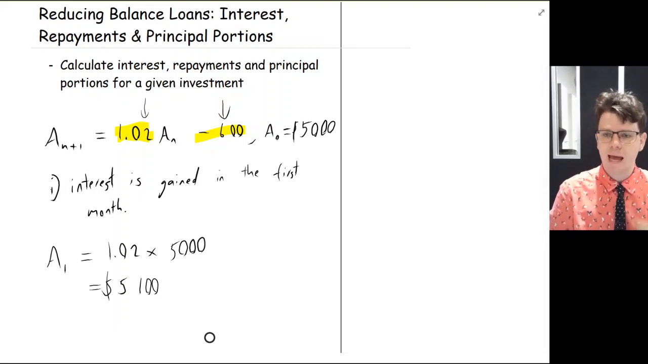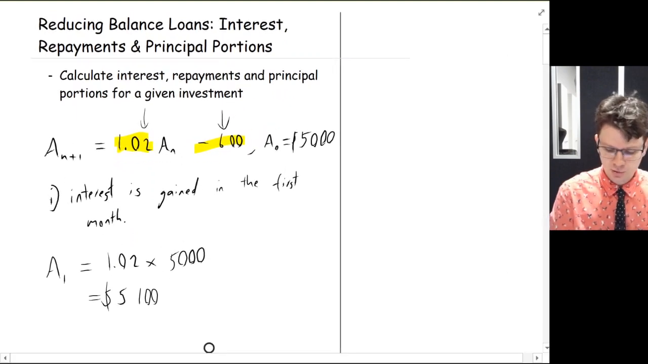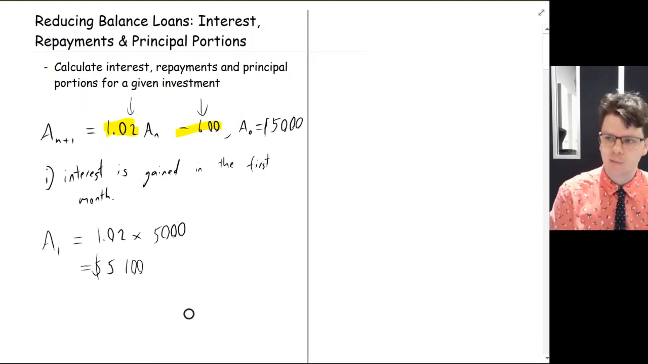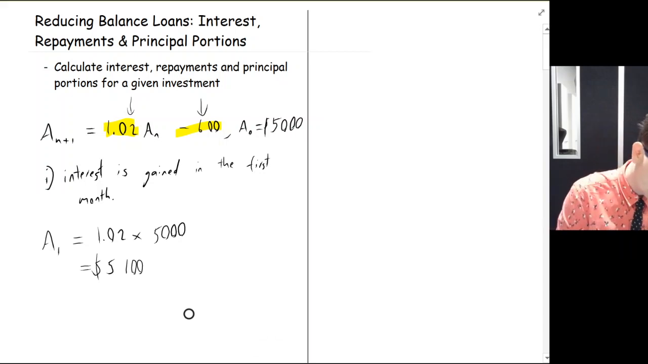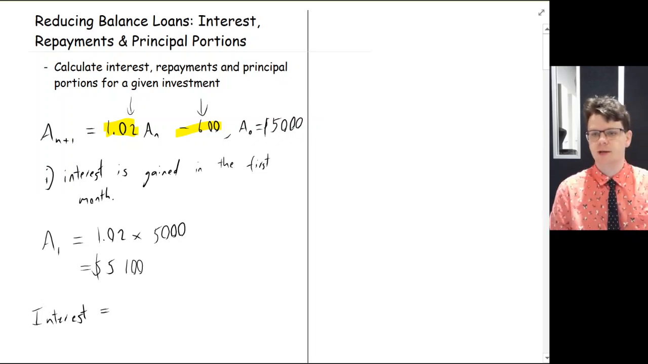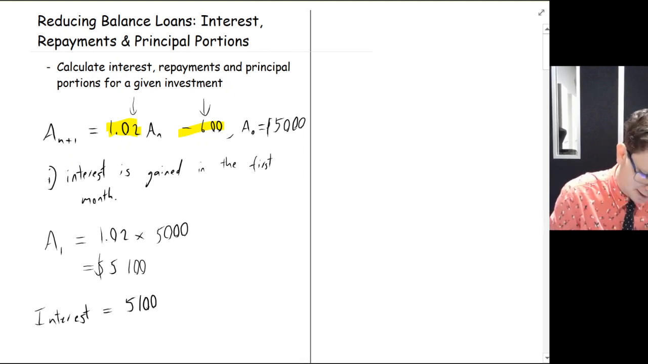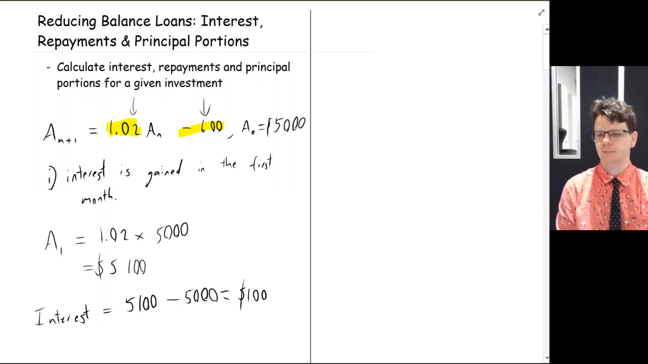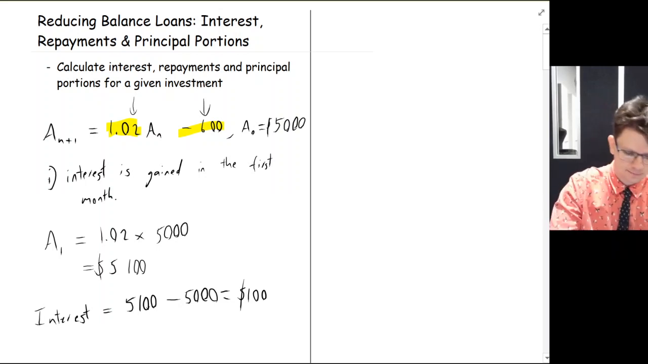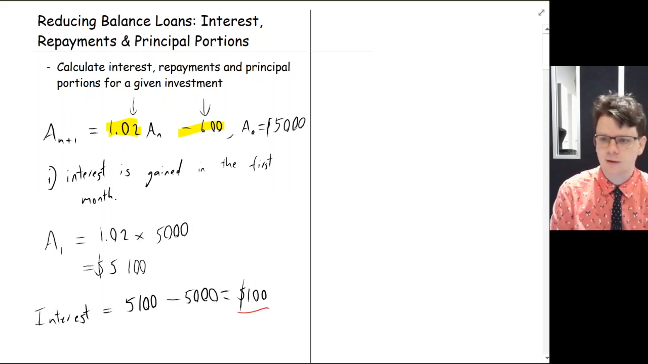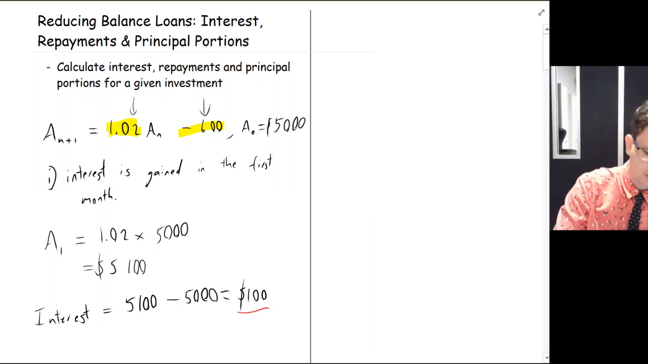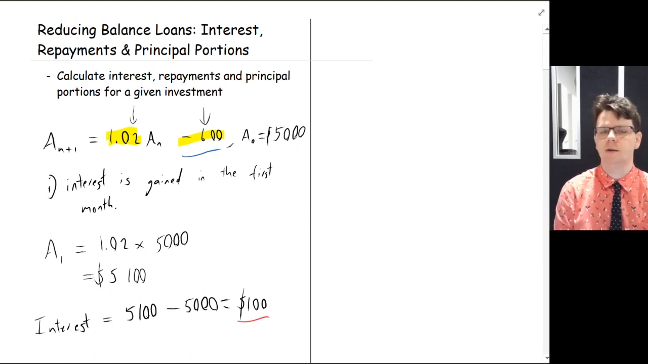Now the question is, how much interest was gained? I'm not going to use any special letters because we've already got about 10 different I's that we've been dealing with. So I'm just going to say interest. Well, the interest is the new value minus the old value. It's the difference. We had 5,000 to begin with, and now we have 5,100. So the interest for the first period is $100. Okay? Now this tells us something. It got $100 bigger before it got $600 smaller.